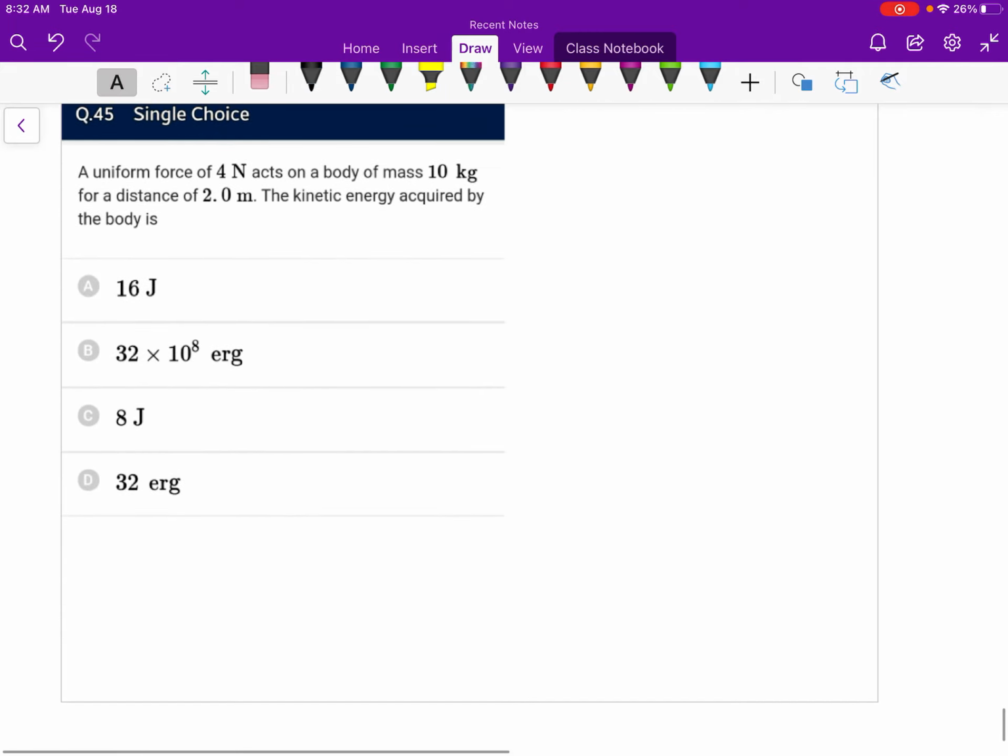Now last question. A uniform force acts on a body for a distance, find the kinetic energy required. So delta K is equal to W, which is F into S, which is 8 joule. So C is the correct option.